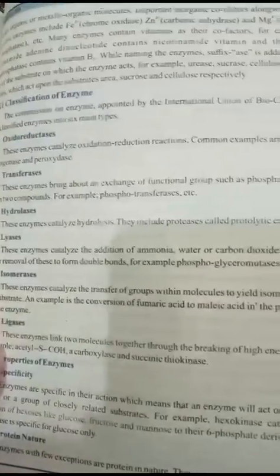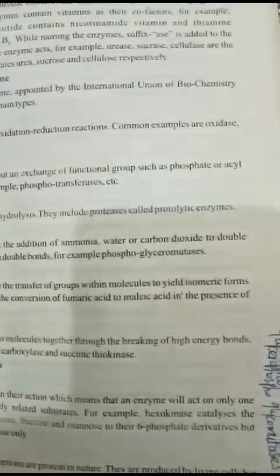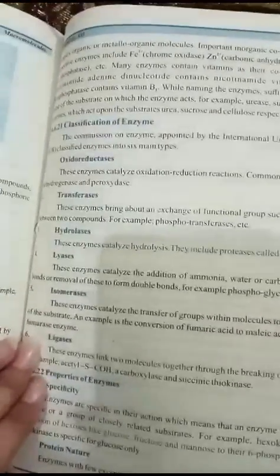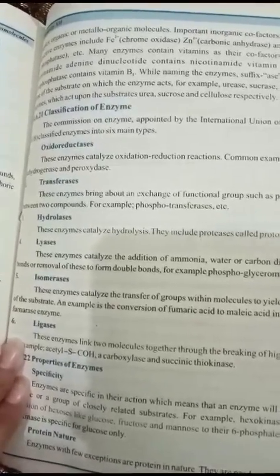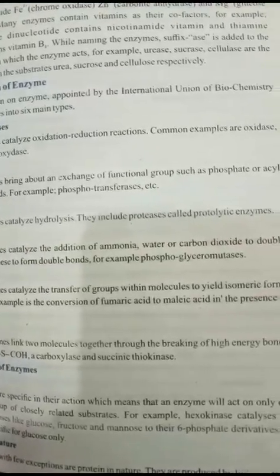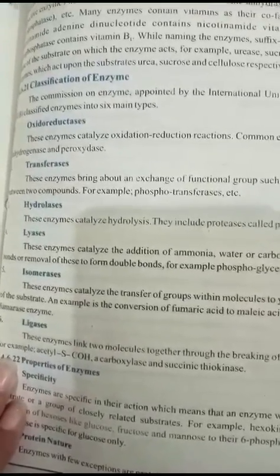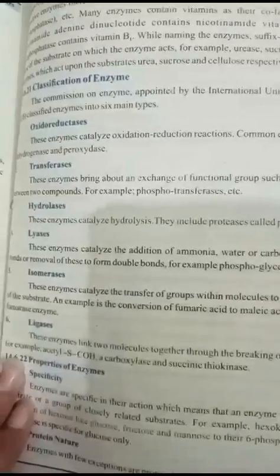phosphoglycerate mutase. Isomerase. These enzymes catalyze the transfer of groups within molecules to yield isomeric forms of the substrate. An example is the conversion of fumaric acid to malic acid in the presence of the fumarase enzyme. On number 6, we have ligases. These enzymes link two molecules together through the breaking of high energy bonds. For example, acetyl CoA carboxylase and succinate thiokinase.